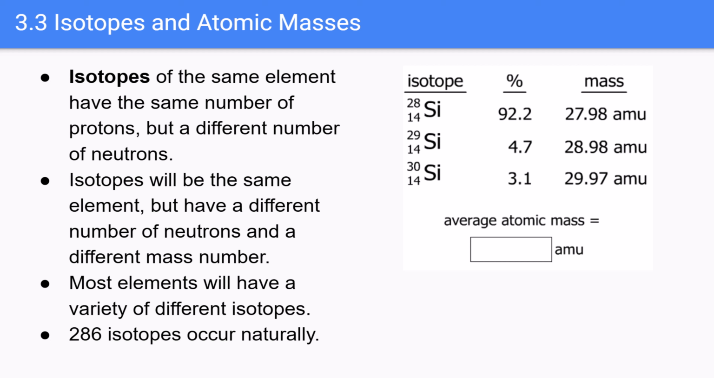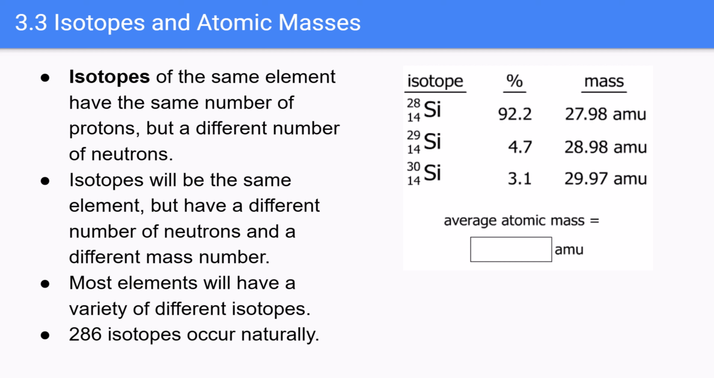Remember that isotopes contain the same number of protons, so you may have, in this instance, multiple isotopes of silicon. In this case, we have 3 different isotopes. We would use silicon 28 to describe the first isotope. Remember, the 28 is the mass number, that's protons plus neutrons. Silicon 29 to describe the second isotope, and silicon 30 to describe the third isotope. All 3 of these have 14 protons, but because the mass numbers are different and the atomic numbers are the same, that is indicative of them all having different numbers of neutrons.